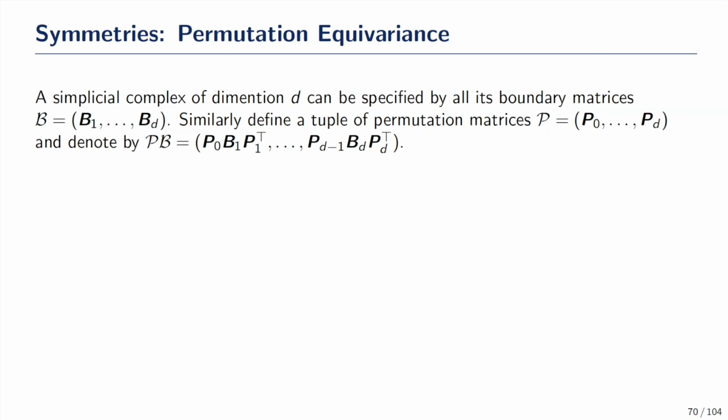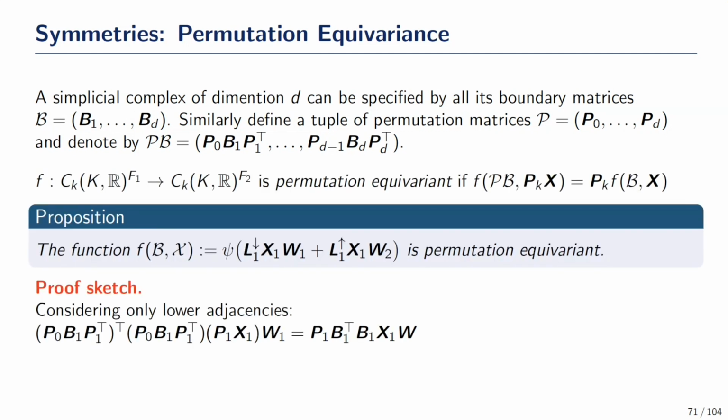So basically, you just have some permutation matrices with the right sizes. This is a matrix to permute the nodes, then you have one to permute the edges, and so on up to dimension d, whatever your highest order simplex is. Then we can specify the structure of the complex by just the boundary matrices, so we put all the boundary matrices in a list, and then we can permute these things. For the first boundary, you need to permute the columns by the edge permutation and the rows by the node permutation, and so on.